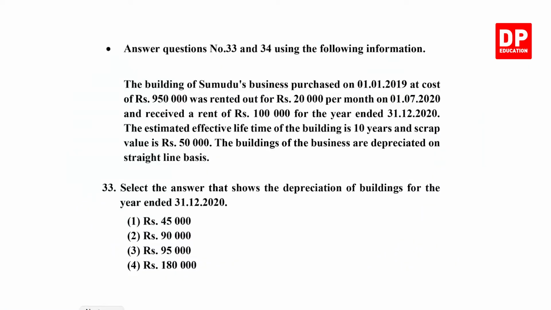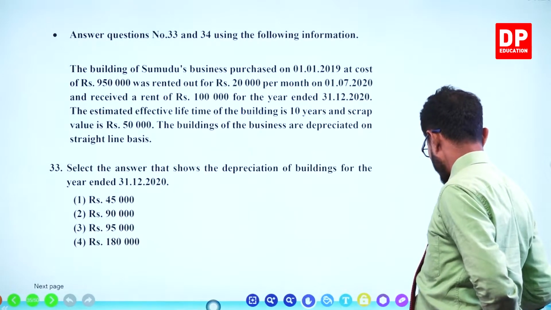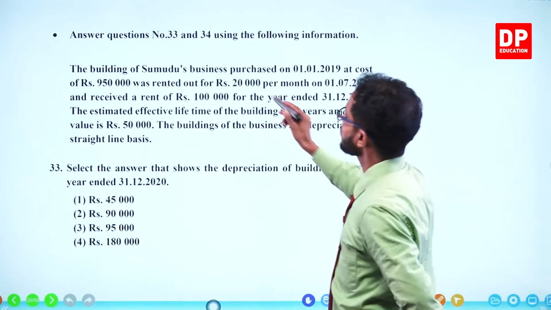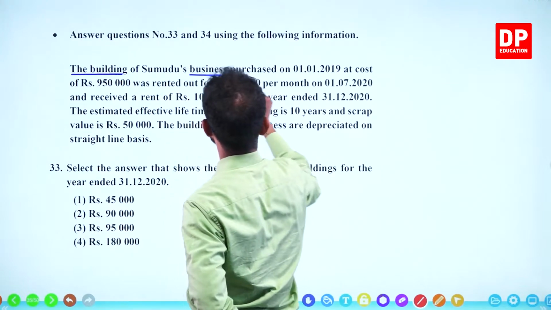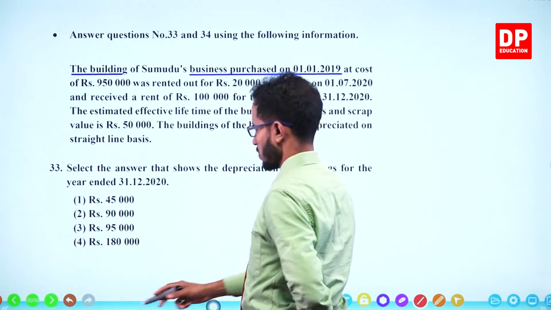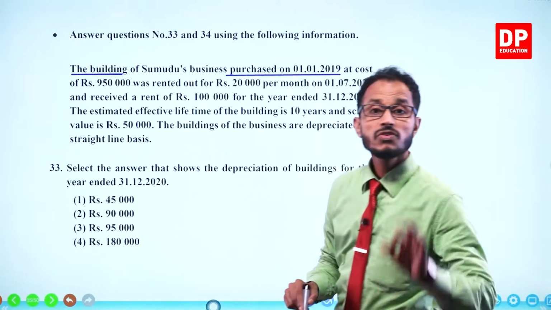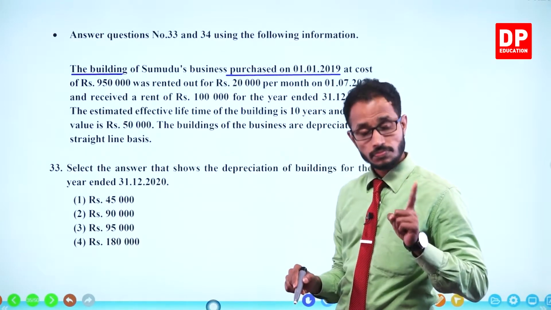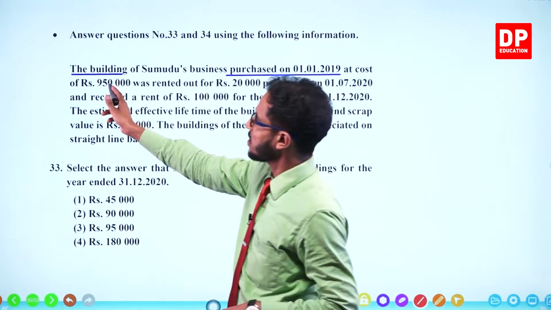Answer questions number 33 and 34 using the following information. Building of Sumudu's business purchased on 1st January 2019. Okay, this is the purchasing date. Building purchased on 1st January 2019 at a cost of 950,000.